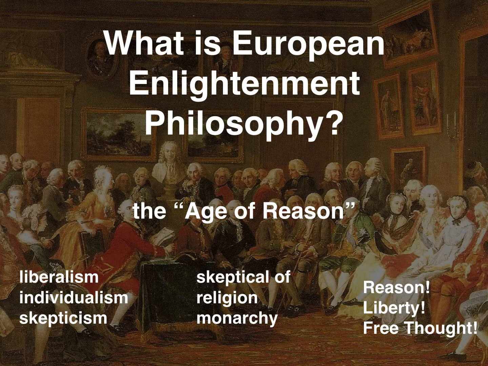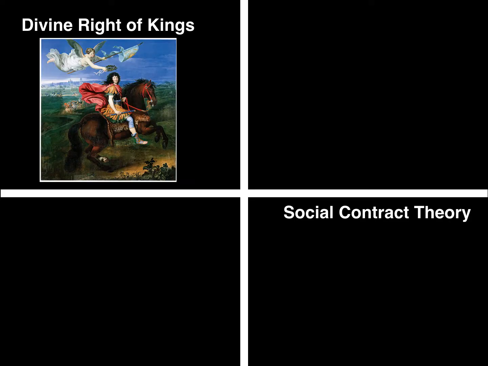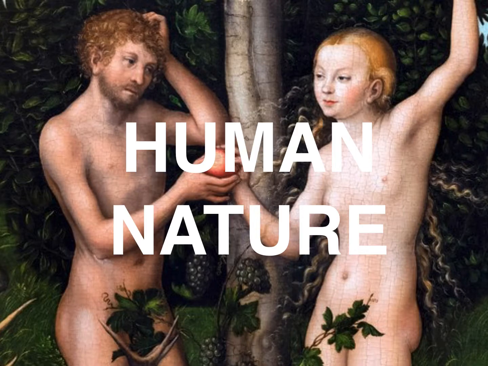In terms of government and politics, it's not hard to see how these ideas would have dramatic consequences. A radical shift from the idea of the divine right of kingship would give way to a new foundation for legitimate government, the social contract. For Enlightenment philosophers, understanding human nature was absolutely essential to understanding civil government.